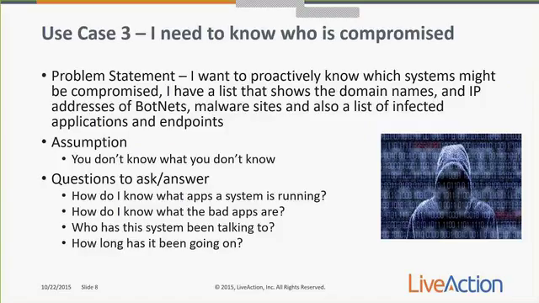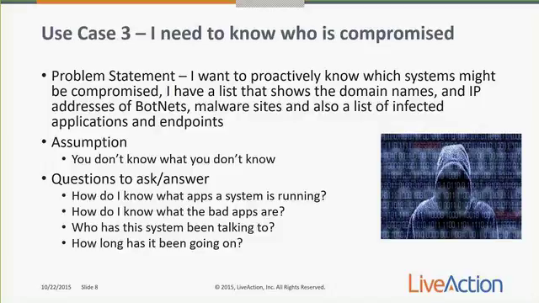Use case number 3. Sometimes we need to know exactly which end systems in our environment have been compromised, and that could be because of malware. Now, once that system is compromised, you need to understand which other systems that endpoint actually talked to. Where was it sending data off onto the internet? The assumption is, and it's very obvious, we don't know what we don't know. So how do we get more visibility?